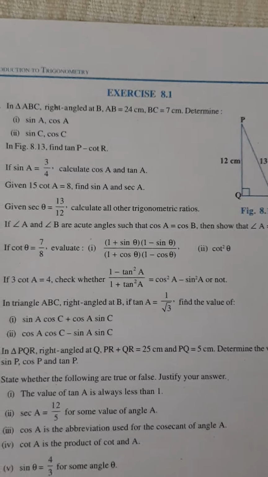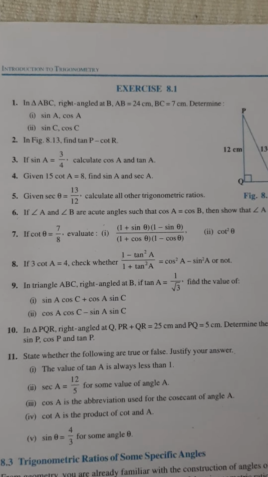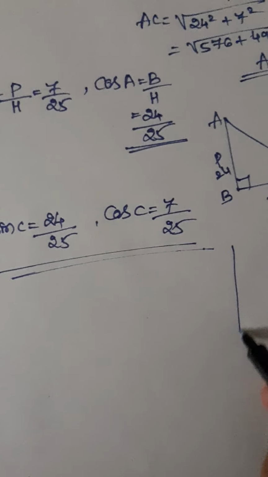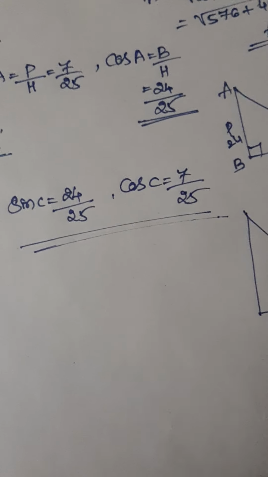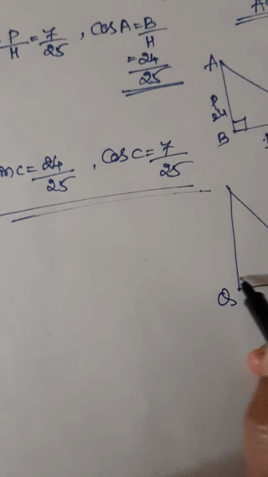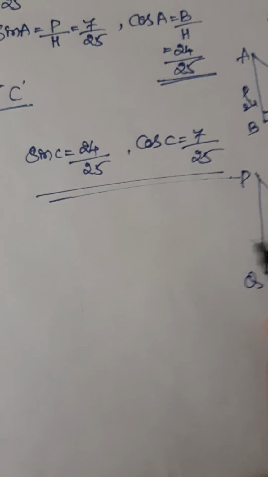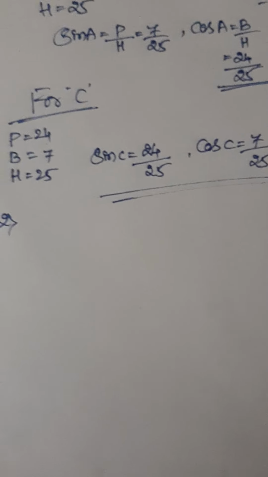In the second question, what they have given? In figure 8.13, find tan P minus cot R. In this same figure, they are asking about two parts, cot R as well as tan P. So what they want? Q and P. Here 13 centimeter hypotenuse they have given, as well as this 12 they have given. We have to find this QR part.